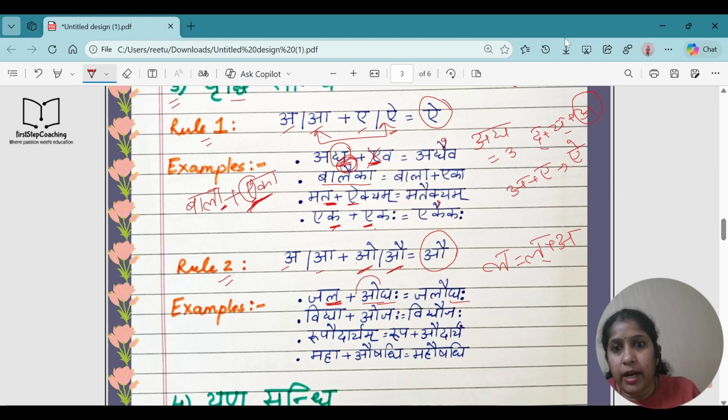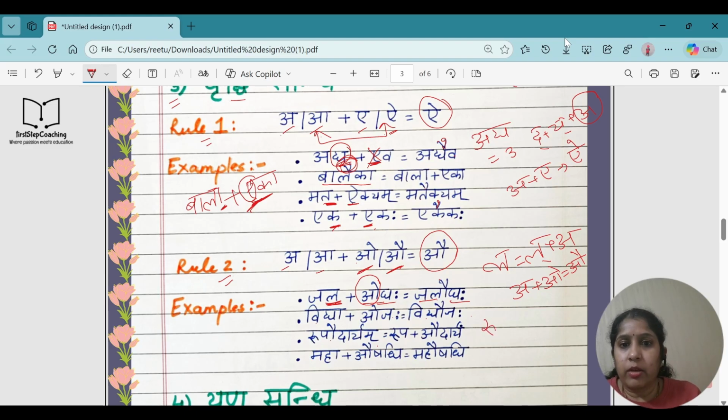And ogah, it is starting with the o. So a plus o will give you bada o, correct? So jal, la ko bade o ki matra, and then gha, as it is whatever is there after that, right? Same way vidya plus ojah will become vidyojah. Rupodaryam. So now this is the joined one.